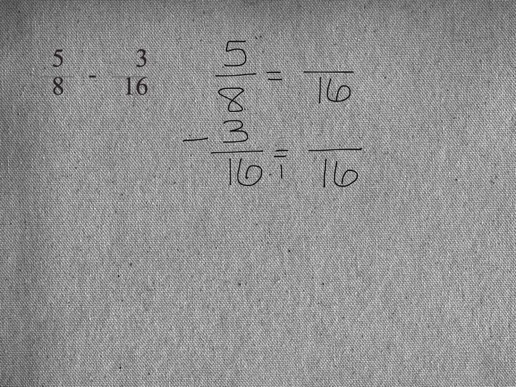Now this would be 16 times 1, which means that I'm going to do the numerator times 1 as well. So you can see I'm really just moving 3/16 over. But here 8 times 2 would be 16. That means I'm going to multiply 2 in the numerator as well. 5 times 2 is 10.